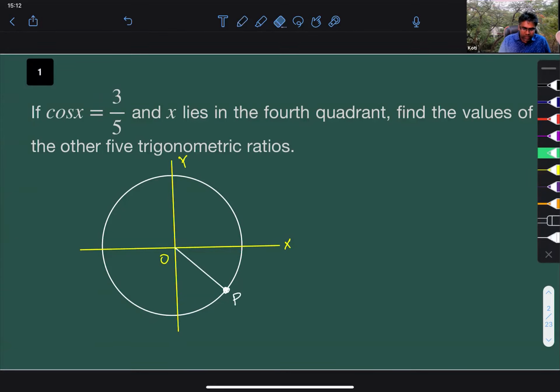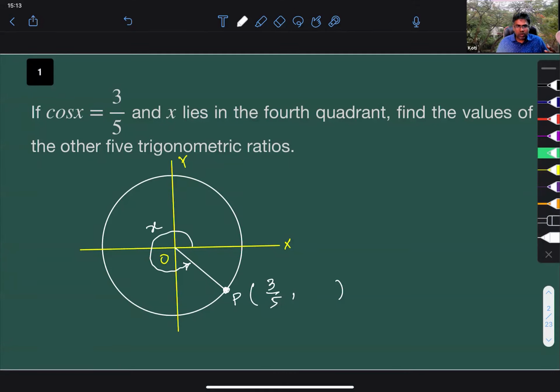Let's assume that, and if you join the point with the center with a line, you have that line. Cos x is the x coordinate, right? So we'll put that 3/5. And then we need to find the y coordinate, which is sine x. Because they're saying x is in the fourth quadrant, this is the angle they're talking about. That is x, so it's more than 270 degrees.